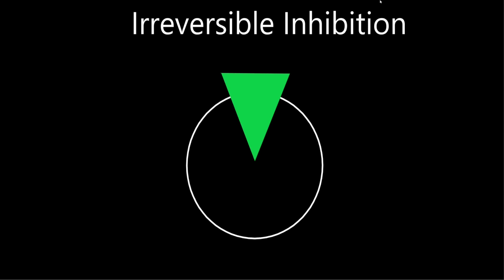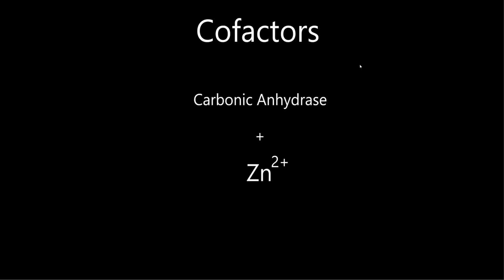Then, last but not least, there's the irreversible inhibition. Here, the inhibitor sticks itself into the enzyme and done. That's why it's called irreversible inhibition, because you can't undo it. This is why it also earned the nickname of suicide inhibition, because the inhibitor will stay there until the enzyme dies. As well as the inhibitors, cofactors can also influence the efficiency of enzymes.